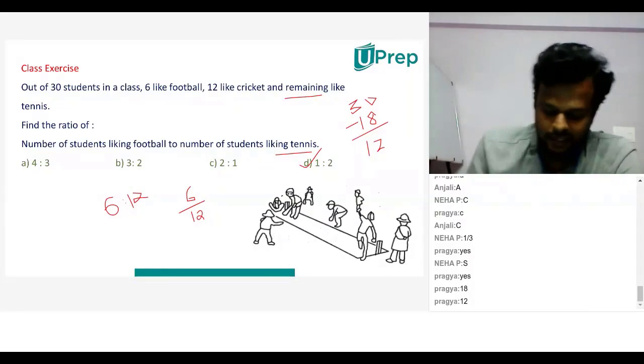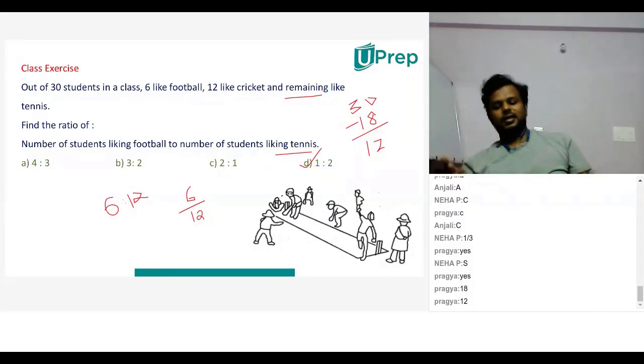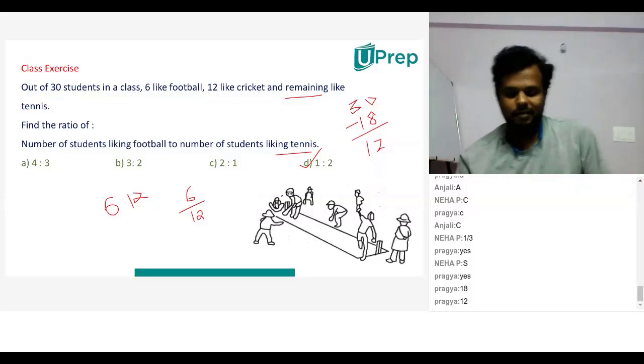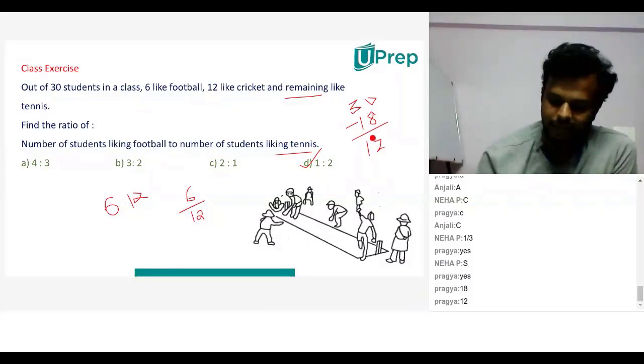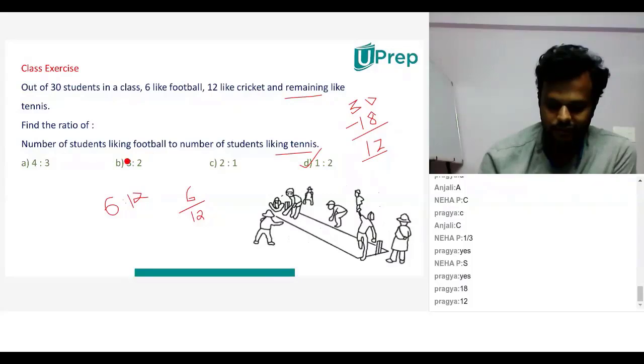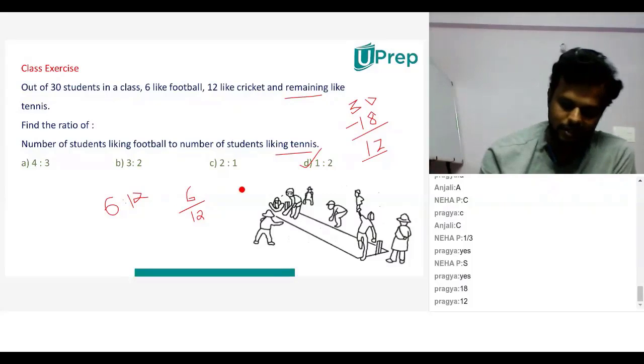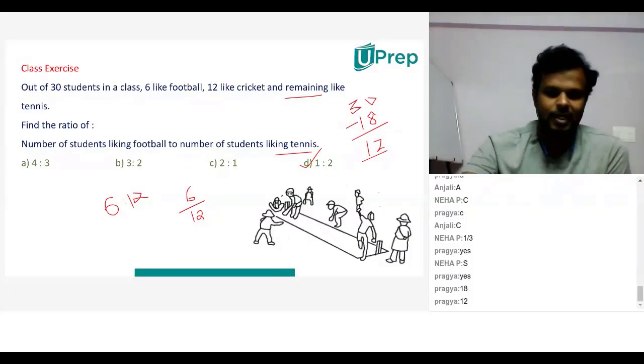So children, please read the question carefully. He was asking out of 30 students, 6 like football and 12 like cricket, and remaining like tennis. That means what? Out of 30, if I take 18 out, I have 12. So these 12 like tennis. And the question is asking the ratio of students liking football to that of tennis. That is 6:12. Okay. So 6:12 is nothing but 6 by 12. 6 by 12 is nothing but 1/2.